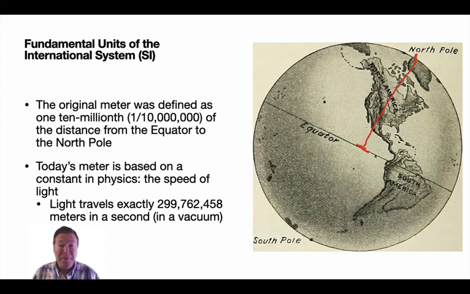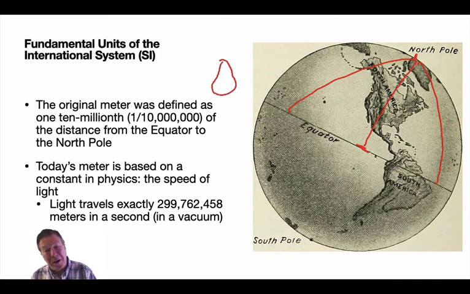Problem with that? The Earth is not perfectly round. If you measure it there, you might come up with one thing. If you measure it over here, come up with another. And if you measure it over on this side, come up with another. The Earth is actually kind of more pear-shaped. I'm exaggerating this, but it's heavier, bigger on the bottom than it is on the top. And so measuring at 1/10,000,000th of the distance from the equator to the North Pole is not consistent.